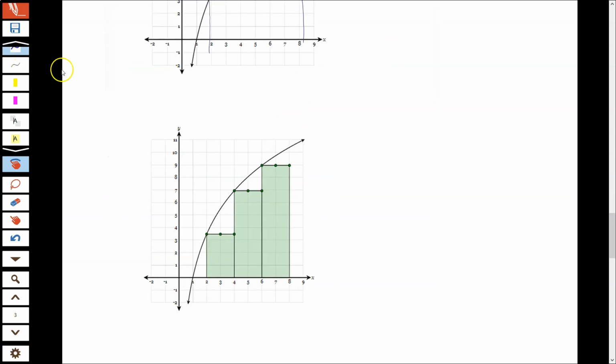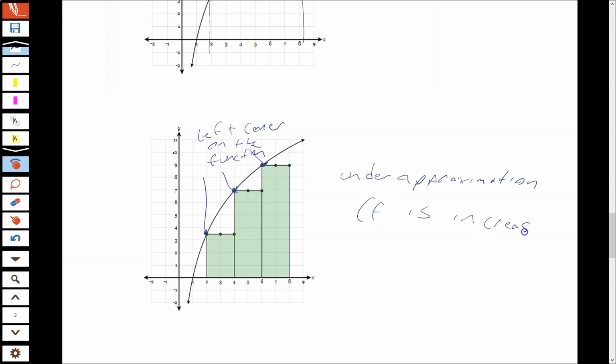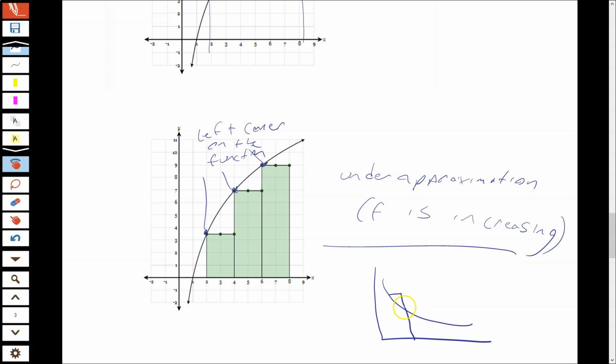Okay, so here is the result. We have a left Riemann sum here. The left corner is on the function. And notice this is an under approximation. But I could draw the opposite case, where I have a downward sloping function, a decreasing function, and I have the left side of my rectangle on the function. These rectangles are a little crooked, but notice it would be an over approximation this time.